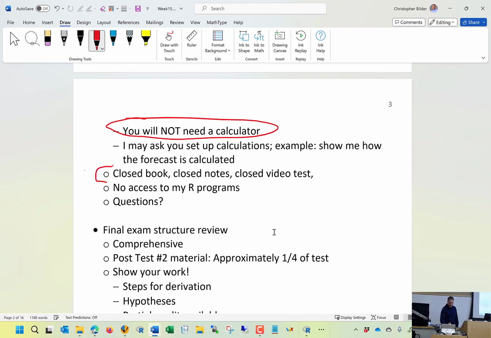The test still remains closed book, closed note, closed video. The one big difference is that you won't have access to my R programs because you're not using the computer. Are there any questions about this format?